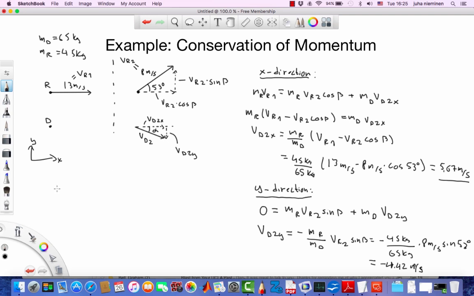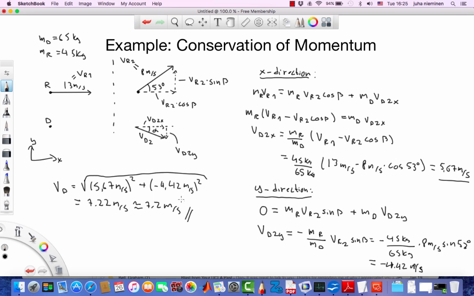And then we can calculate the magnitude of Daniel's velocity by using the Pythagorean theorem. So the x component squared plus the y component squared gives us the magnitude. That's 7.22 meters per second, so about 7.2.